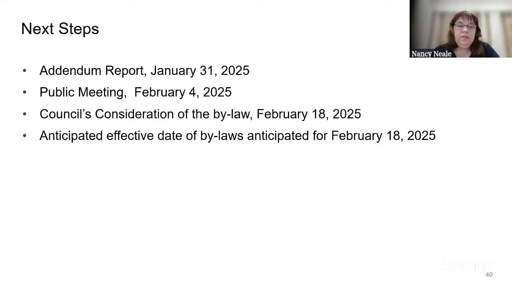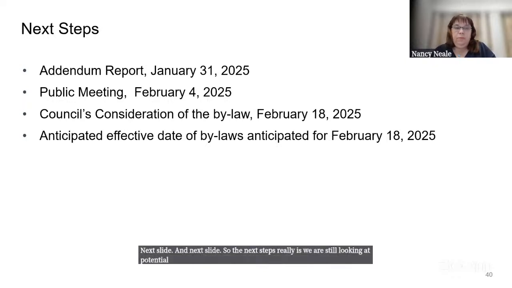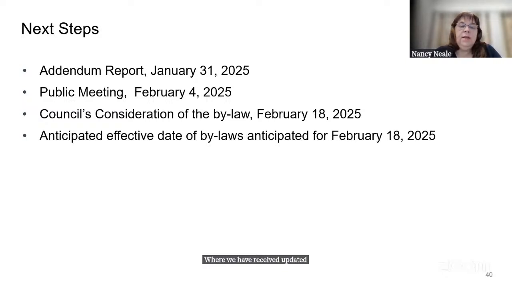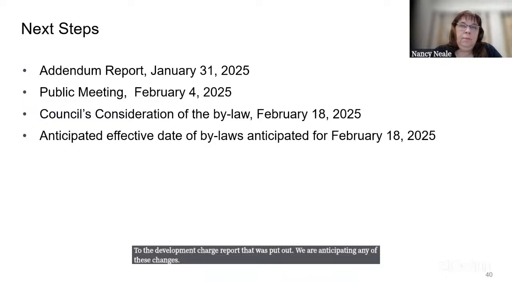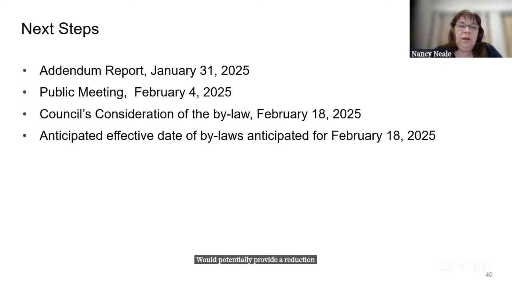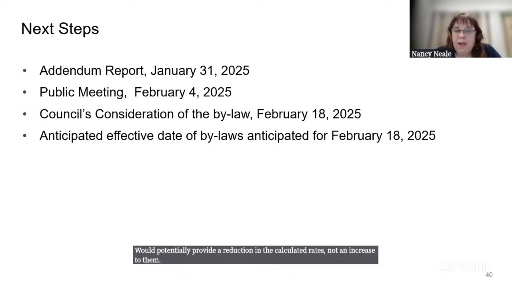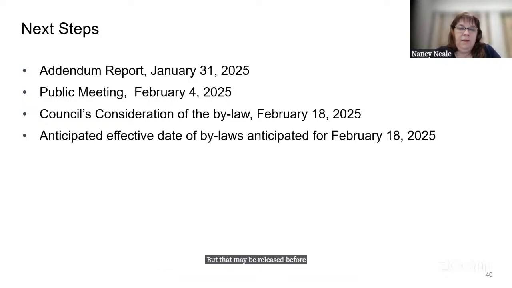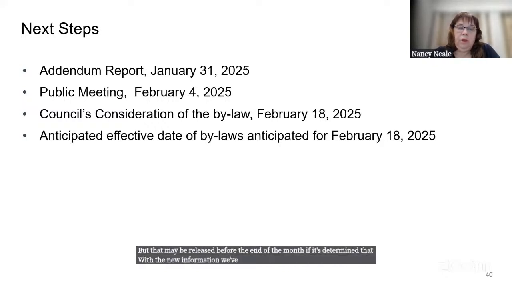And next slide. So the next steps are that we are still looking at potential refinement to a few of the projects where we have received updated information. Before January 31st, there may be a minor amendment to the development charge report that was put out. We are anticipating any of these changes would potentially provide a reduction in the calculated rates, not an increase to them. But that may be released before the end of the month if it's determined that with the new information we've received since we released the report, a change is necessary.